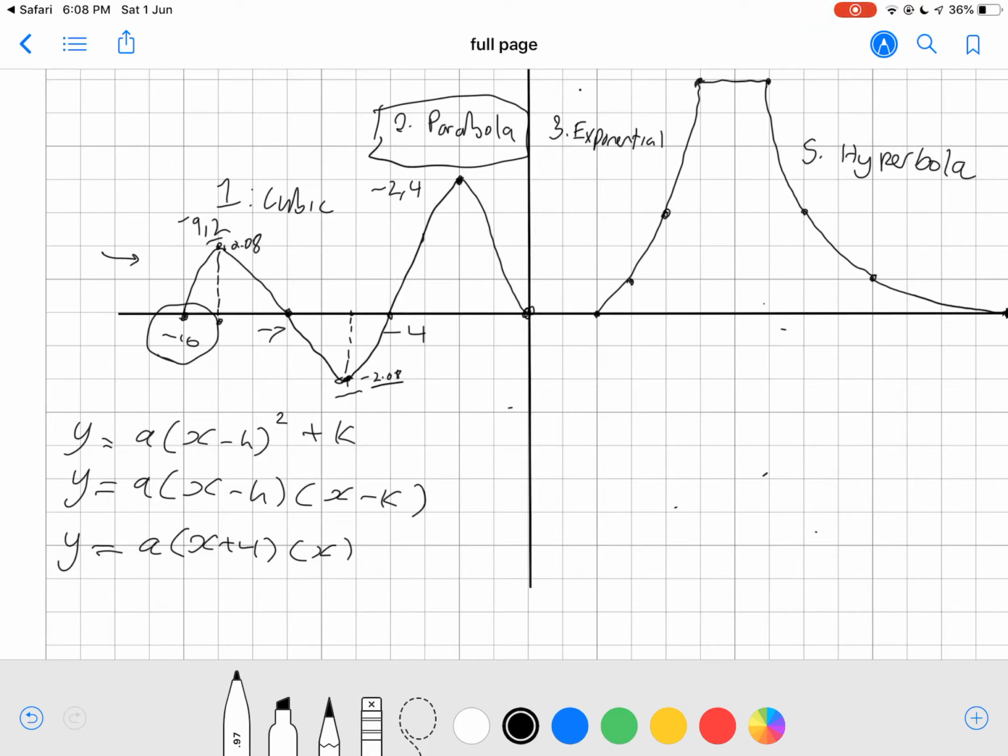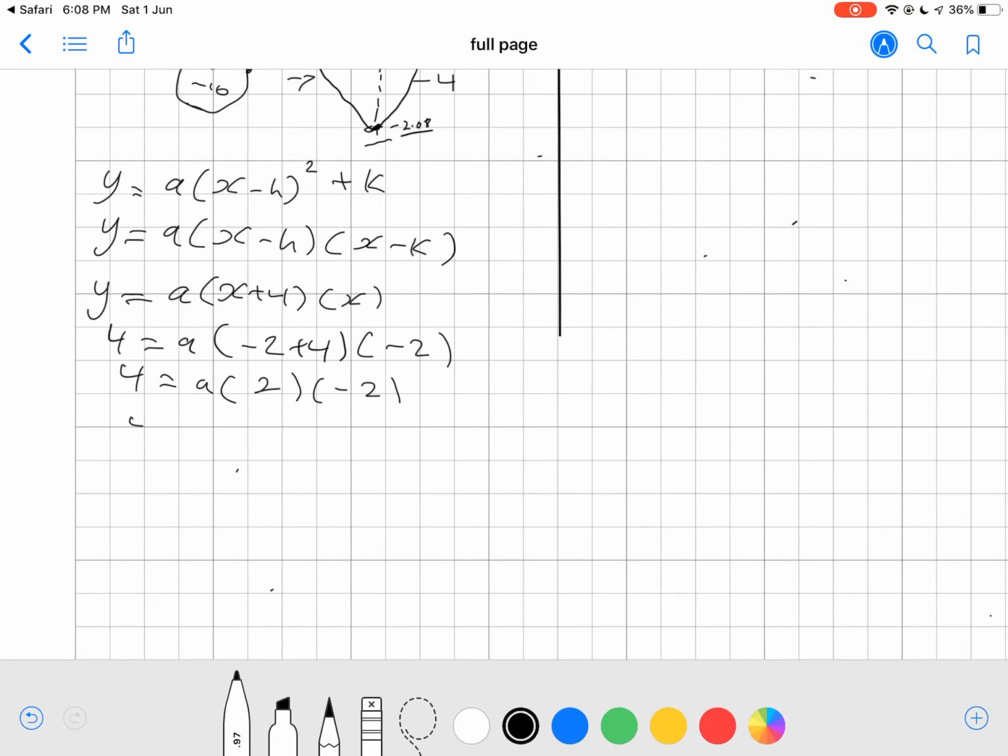We know the vertex of the graph, so we're simply going to substitute x equals negative 2 and y equals 4, and use that to find a. So 4 equals a times (negative 2 plus 4) multiplied by negative 2. Negative 2 plus 4 is 2, and times negative 2 gives negative 4, so 4 equals negative 4a. Therefore, a equals negative 1.